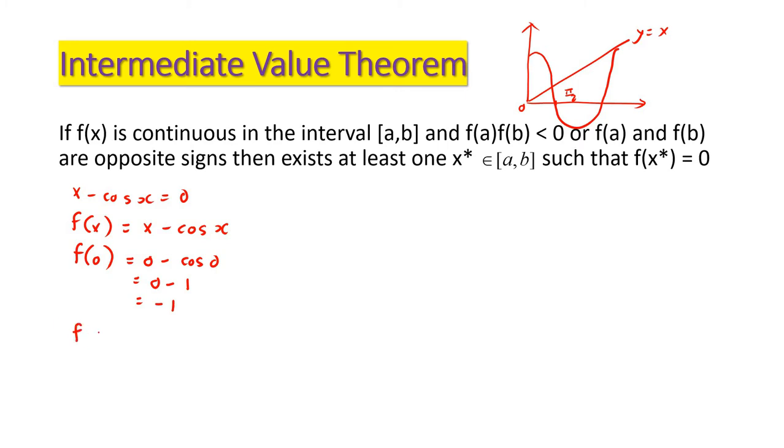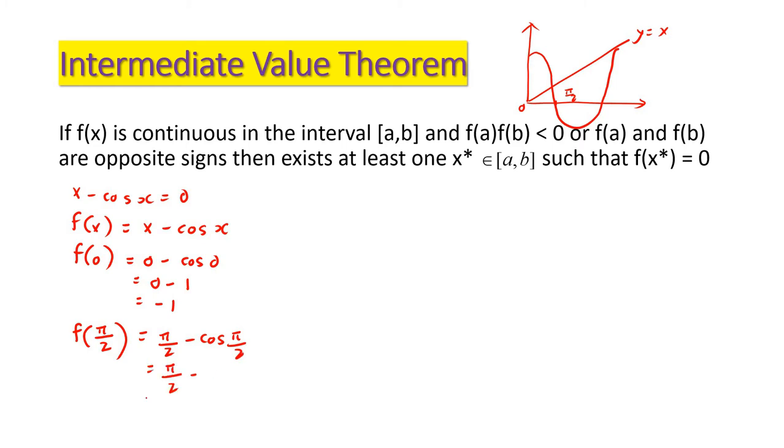And then you can put any value. Let's say I put pi over 2, or you may put pi, or you may put 1. Any value, just guessing. Let's say I put pi over 2, then pi over 2 minus cos pi over 2.